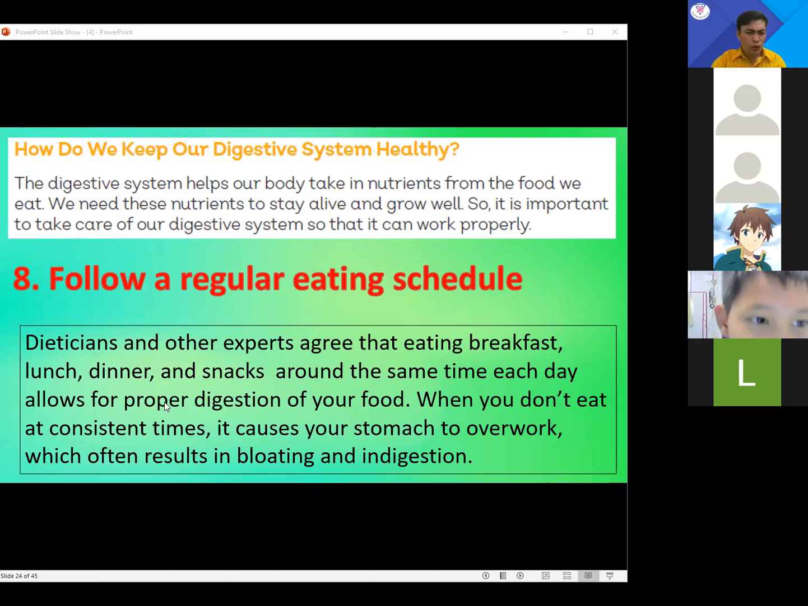Okay? So we need to eat breakfast, lunch, dinner, and snacks around the same time each day to allow for proper digestion of our food. Sometimes, if there's no class, we eat at 10 in the morning, then lunch at 2 p.m., and then dinner at 8 in the evening, which is not healthy. So we need to follow a regular eating schedule. Very, very important. Or else you will have a stomach ache. Your stomach will overwork, and it will result in bloating or indigestion. Your food will not be digested, which is very bad.